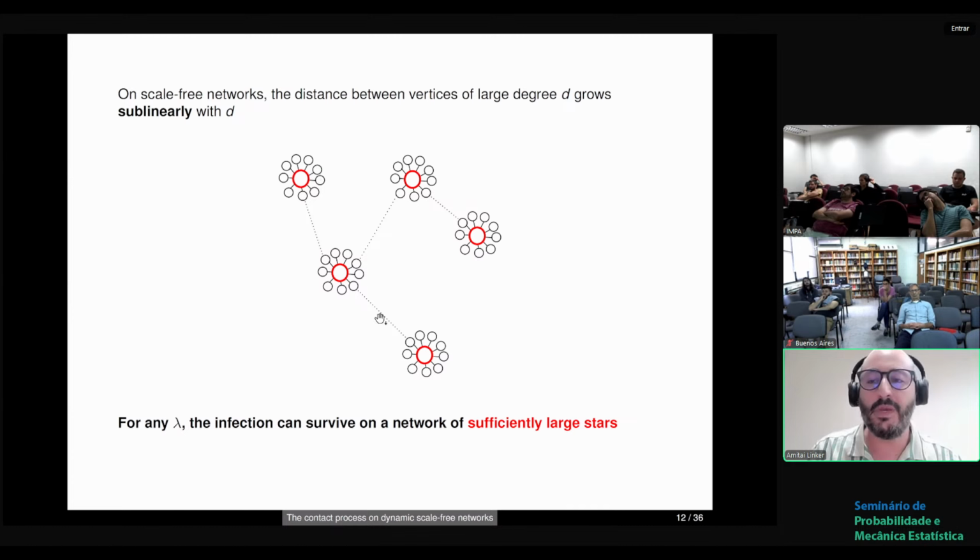So what you're going to see is that if you take d very large, then during the lifetime of this star, it will send flares to the other stars and activate them. So if one of these stars dies out, then the other ones can light it up again. And this creates another loop. And this is why the contact process survives exponentially long on this kind of network.